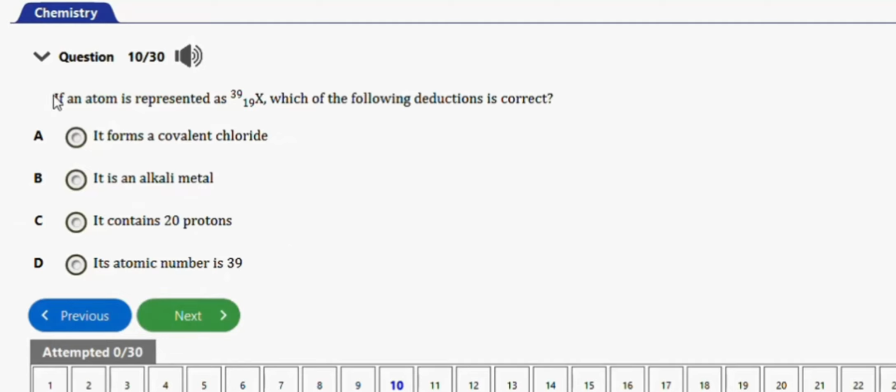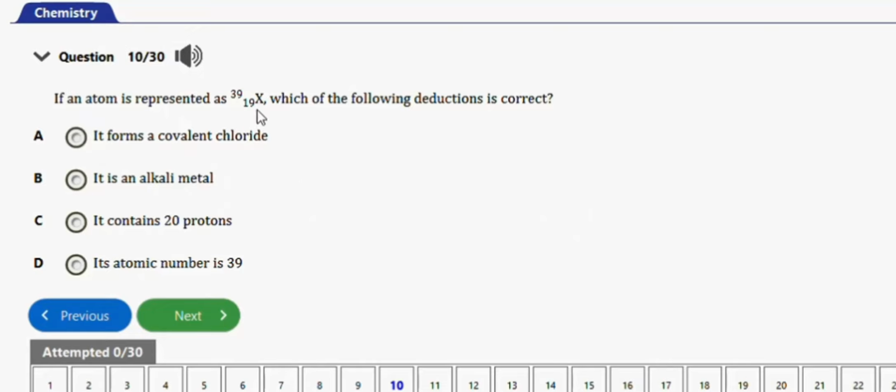It says, if an atom is represented as this, which of the following deductions is correct? It forms a covalent chloride. It is an alkali metal. It contains 20 protons. Its atomic number is 39. So the right option is option B. It is an alkali metal.